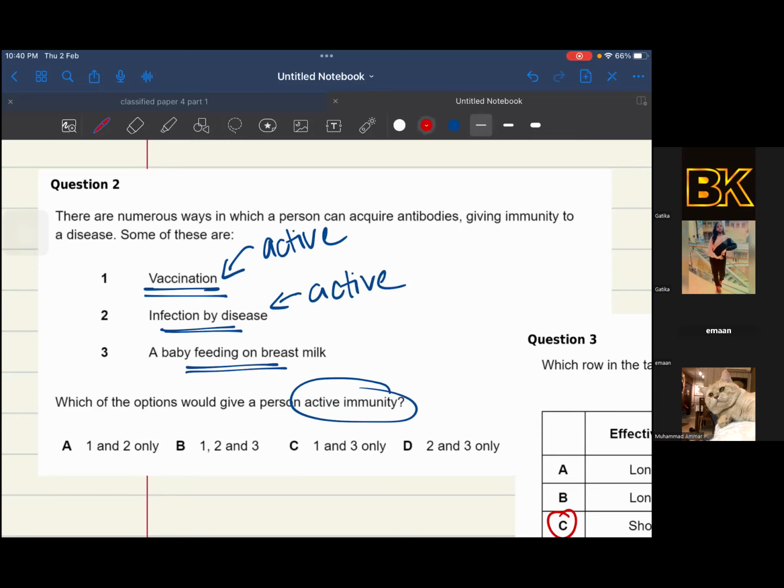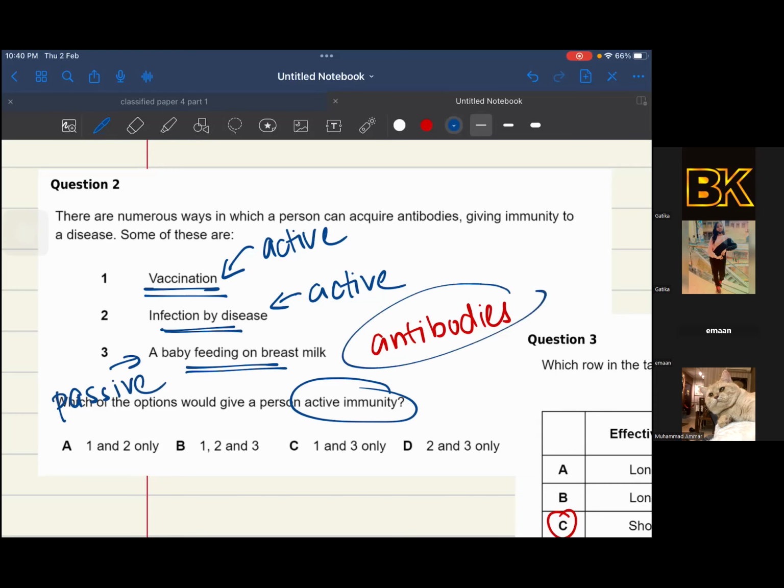A baby feeding on breast milk. In breast milk, they get antibodies from their mother, directly the antibodies. Their lymphocytes are not activated, they are not making any memory cells. So, active or passive? Passive. Why passive? Because whenever we get the antibodies directly, it would be passive. You should remember this, because our lymphocytes are not stimulated, no memory cells are being produced.